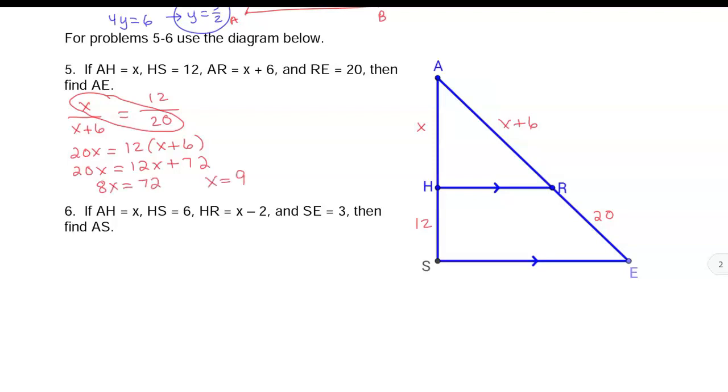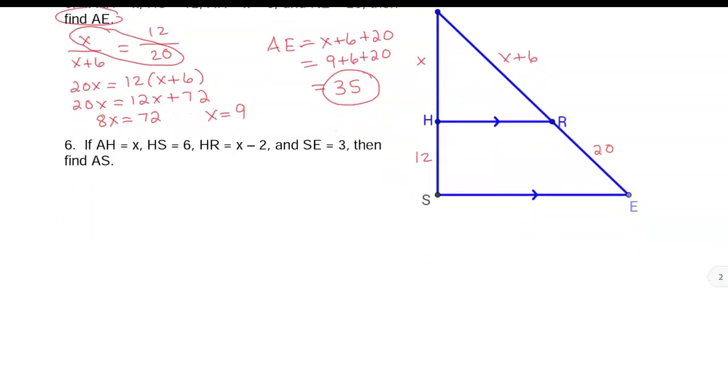X equals 9. We need to find AE though. AE is x plus 6 plus 20. Okay, we know x is 9, so what is 9 plus 6 plus 20? Good job if you said 35.